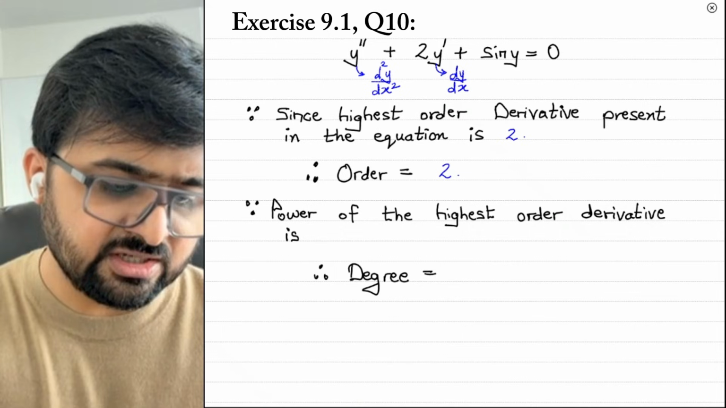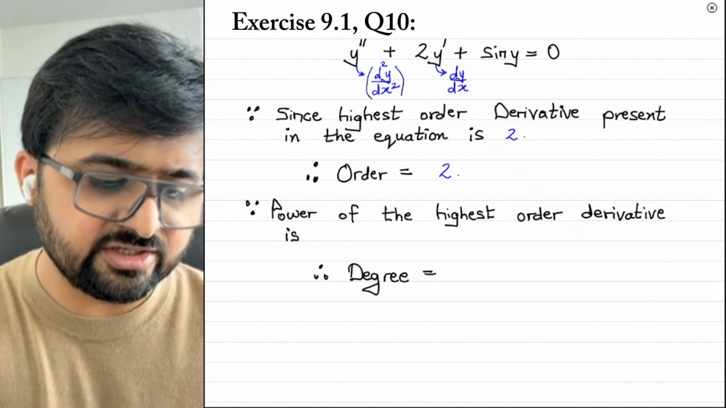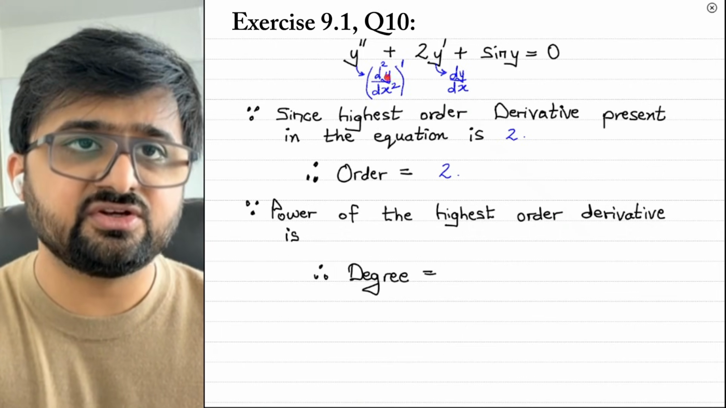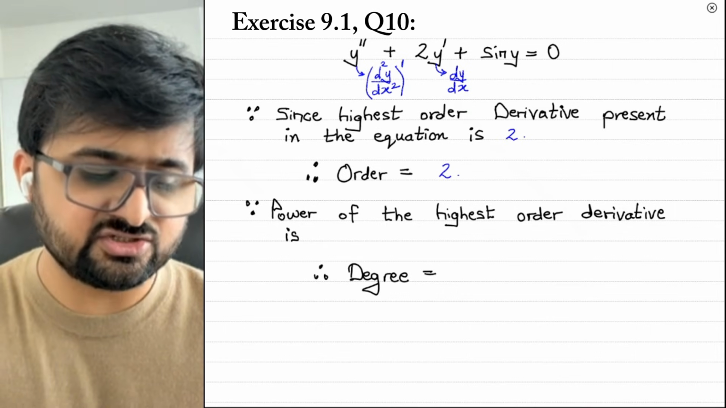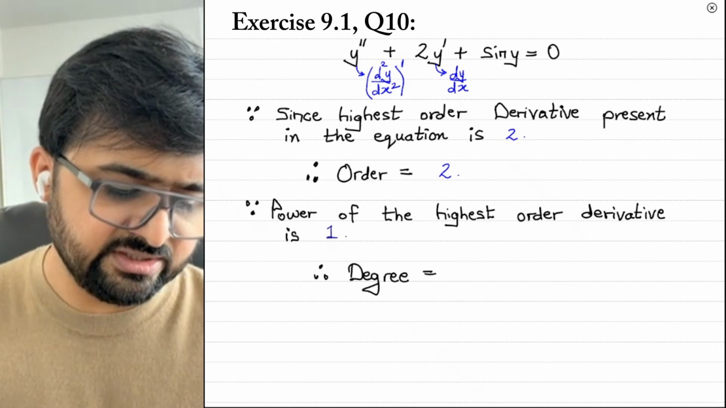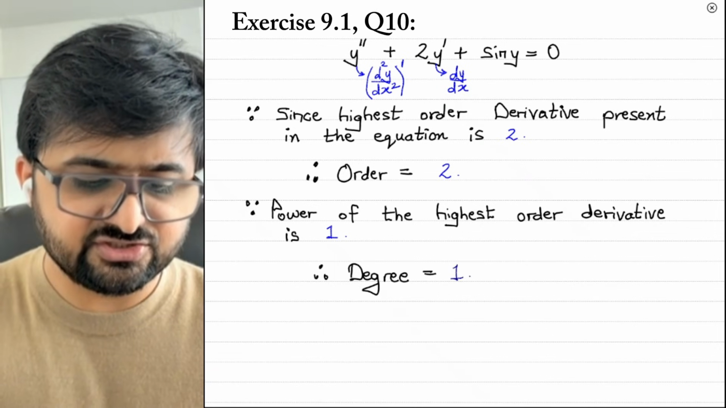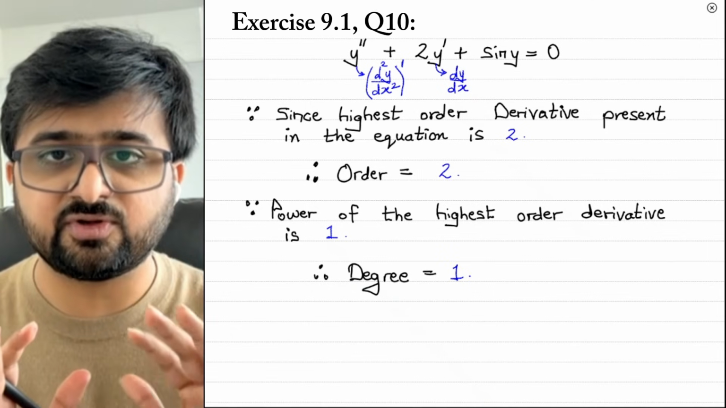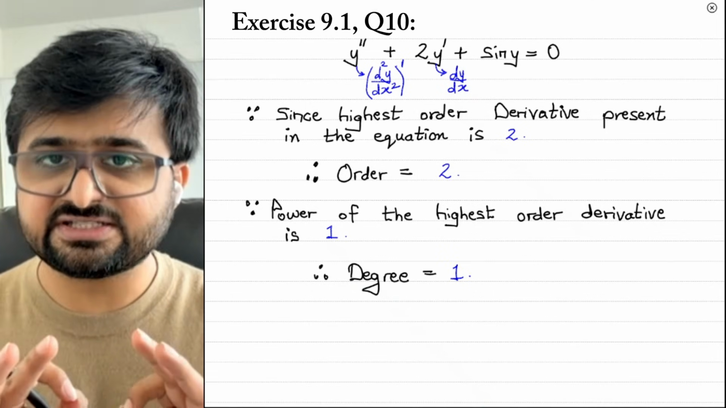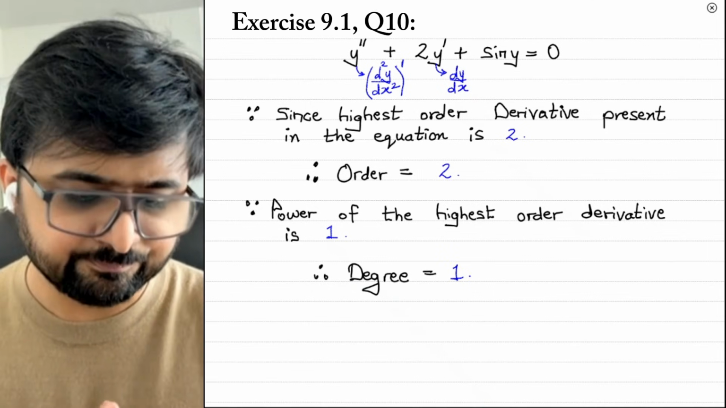Again, we look at the power of that highest order derivative. Again, it is 1 because it's d2y by dx squared to the power 1. So since the power of that highest order derivative is 1, therefore the degree of this differential equation is 1. I hope it's very clear. It's a very simple concept of order and degree. Once you understand, it's very easy to solve those questions.